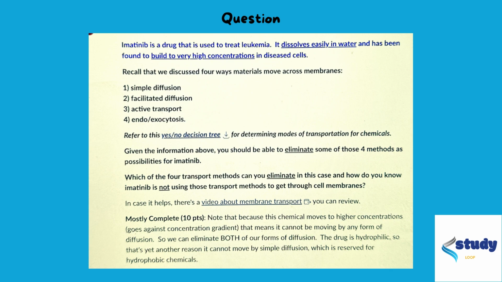Which of the 4 transport methods can you eliminate in this case, and how do you know imatinib is not using those transport methods to get through cell membranes? In case it helps, there's a video about membrane transport you can review.